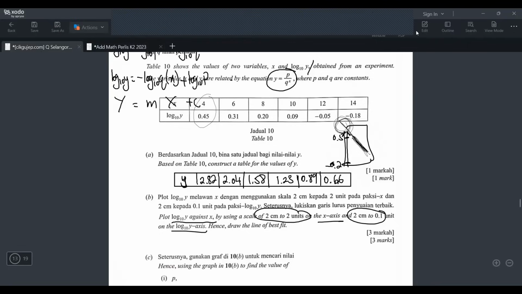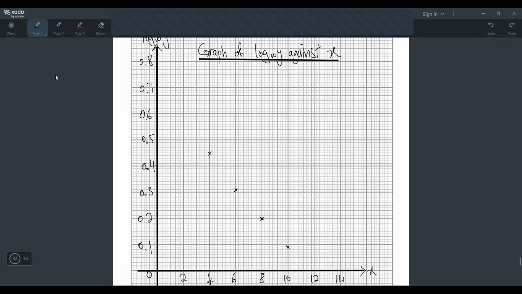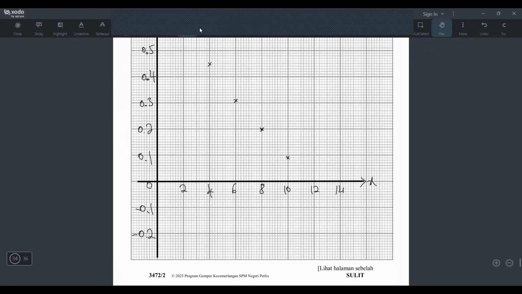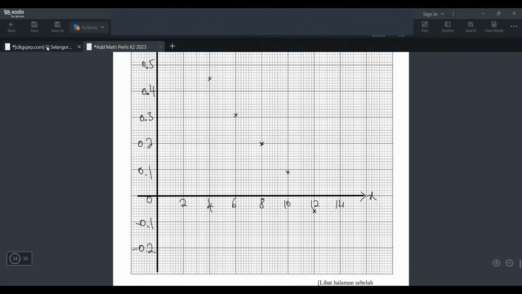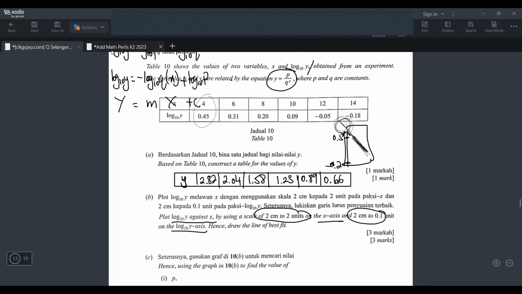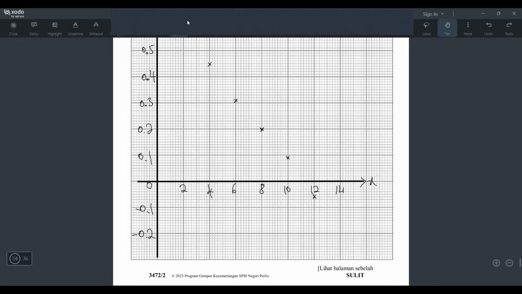12, negative 0.05. It means you'll be in the middle here. Exactly in the middle, 1, 2, 3, 4 here. Right? Because negative 0.05 is exactly in the middle of 0 and negative 0.1. So, yeah, that's all. Quite easy. Okay, next one, I mean the last one. Last one already. What's the last one? 14, negative 0.18.